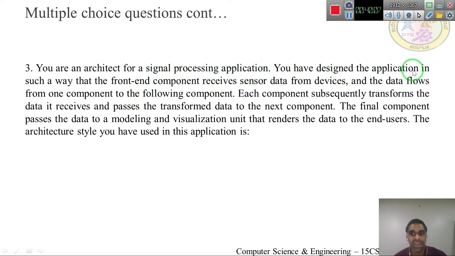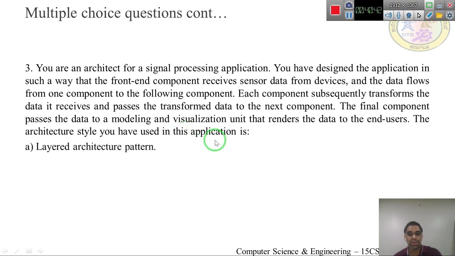Then you have designed the application in such a way that the front end component receives sensor data from devices, and the data flows from one component to the following component. Each component subsequently transforms the data it receives and passes the transformed data to the next component. The final component passes the data to a modeling and visualization unit that renders the data to the end user. So which architecture style would you like to use in this application?